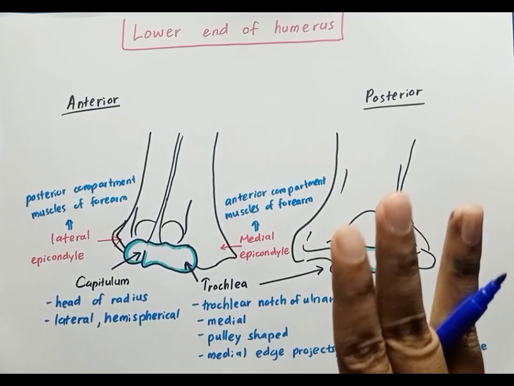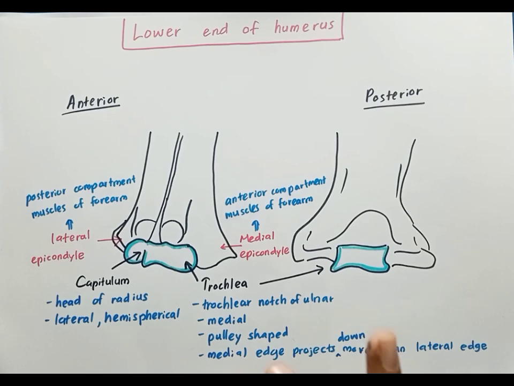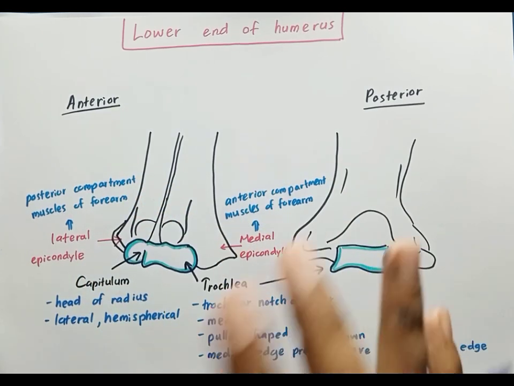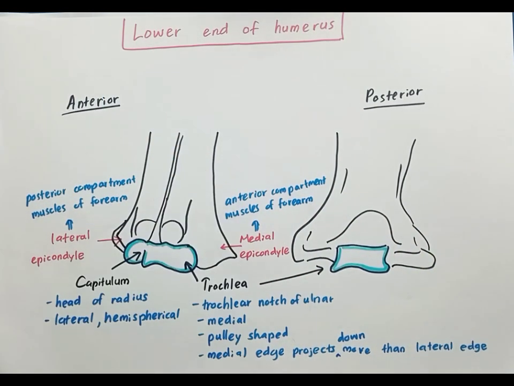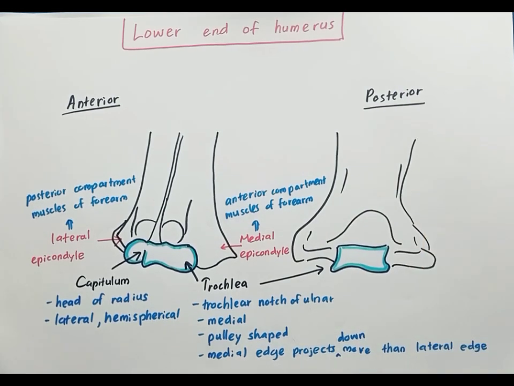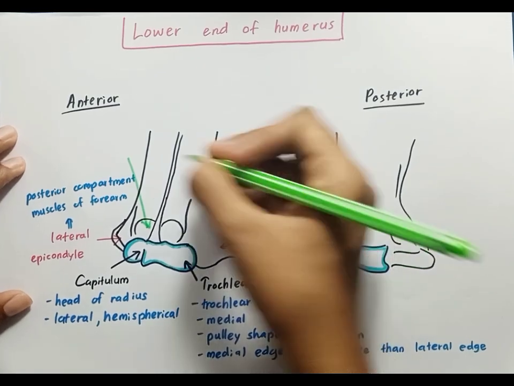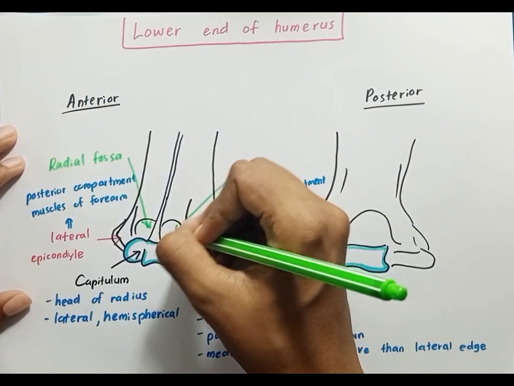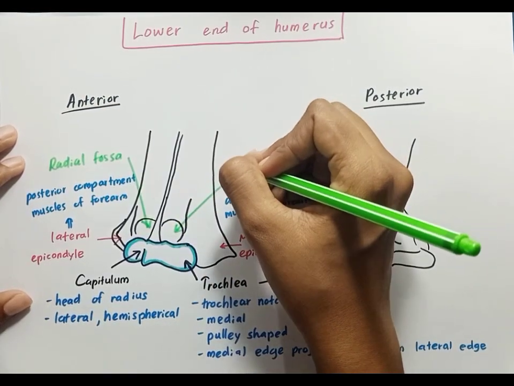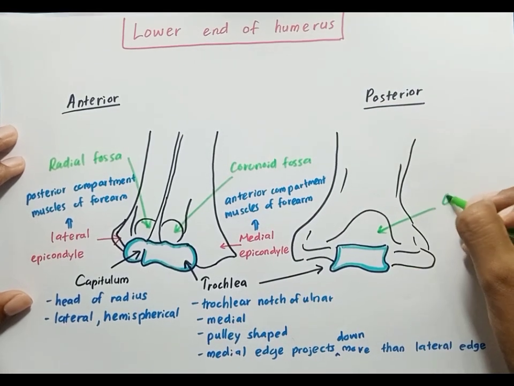And there are three fossae as radial, coronoid and Olecranon. Here the radial and coronoid fossae can be seen from the anterior view, and the Olecranon fossa can be seen from the posterior view. Here you can see the radial fossa. This is coronoid fossa, and this is Olecranon fossa.